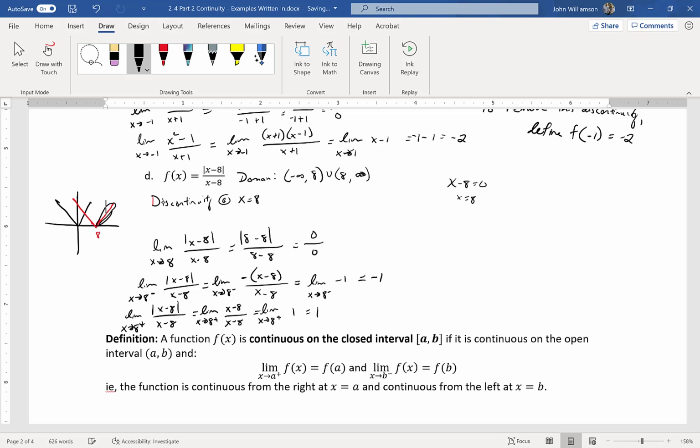So does negative 1 equal positive 1? That's right, it doesn't. So because these don't agree, we know the limit as x is approaching 8 of absolute value x minus 8 over x minus 8 does not exist. So because the limit does not exist, this is a non-removable discontinuity at x equaling 8.